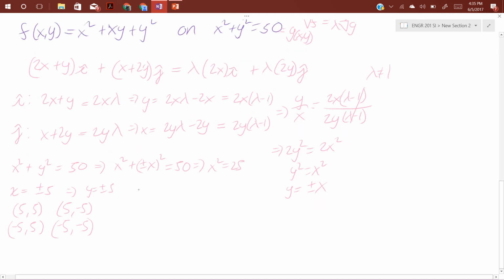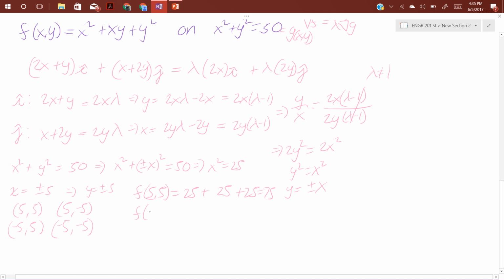So with f of positive 5, positive 5, we get 25 plus 25 plus 25, and this is just from plugging in 5 for each x and y to get 75.